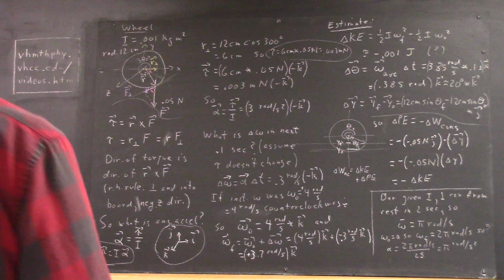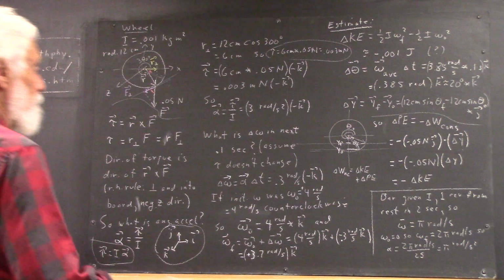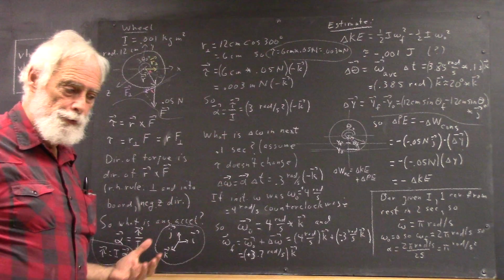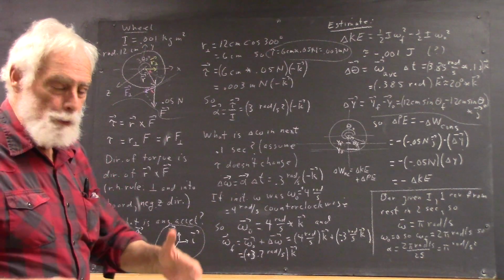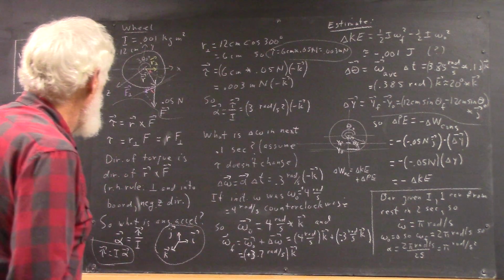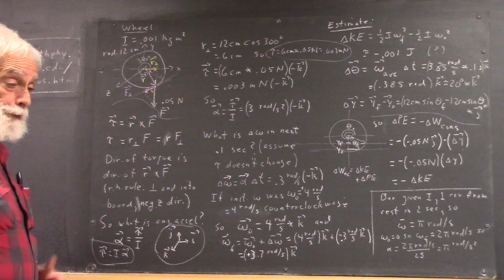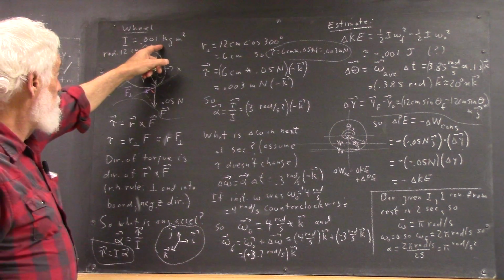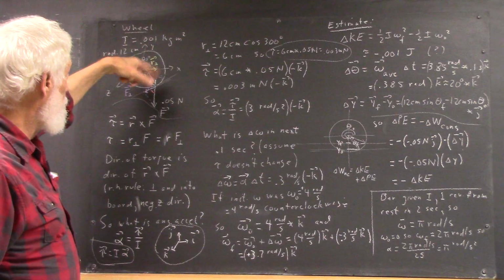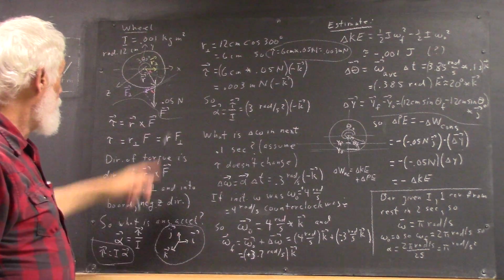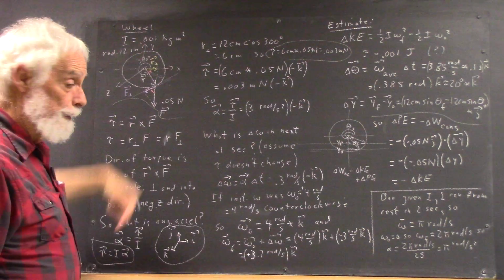Okay, I love this example because it brings together a lot of things. It involves a lot of the straightforward calculations you do when you deal with angular quantities. So we have moment of inertia 0.001 kilogram meter squared. It's a wheel, radius 12 centimeters, force of 0.05 newtons acting downward.